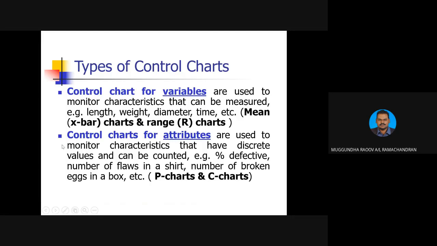And control charts for attributes are used to monitor characteristics that have discrete values and can be counted, for example the number of broken eggs in a box. For that we will use the P chart and C chart. So the formulas are also different.